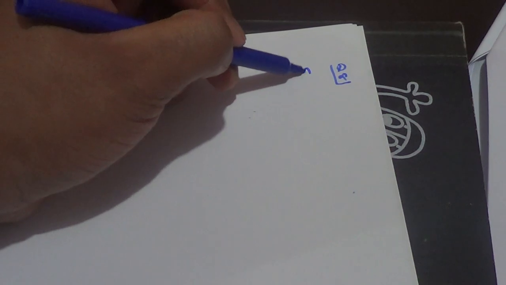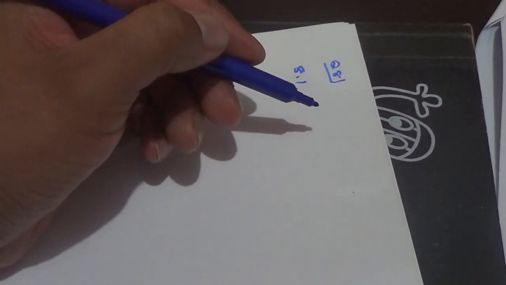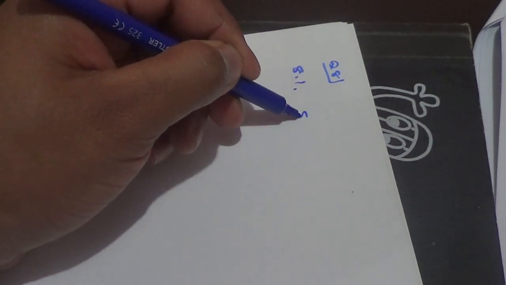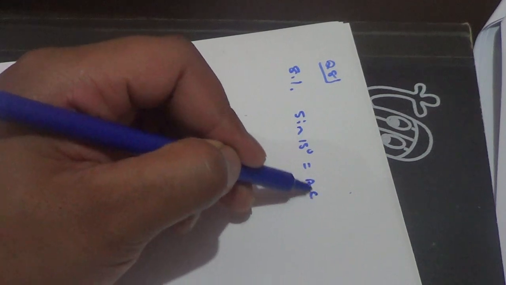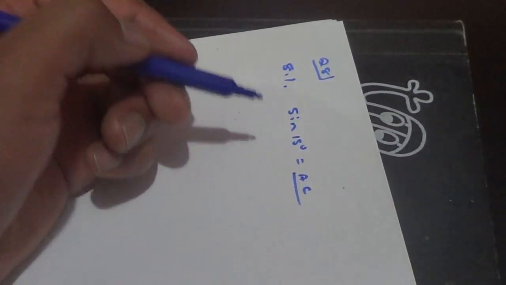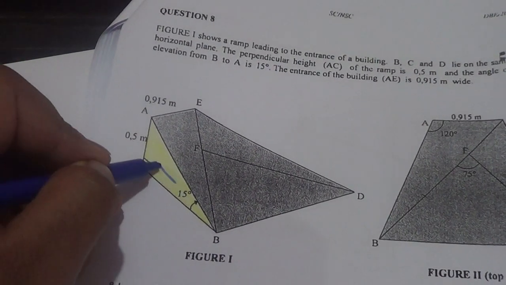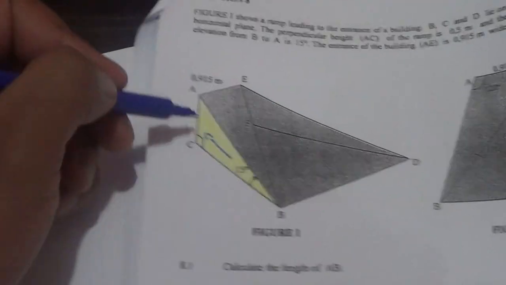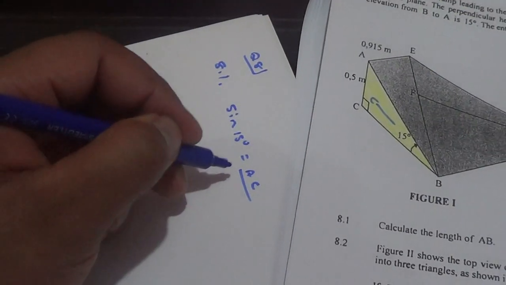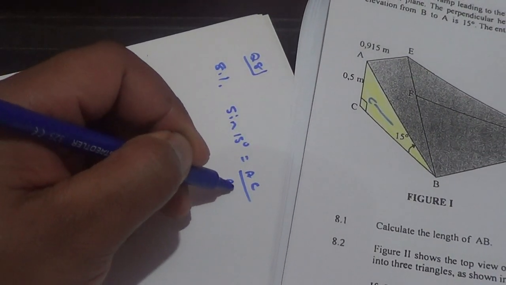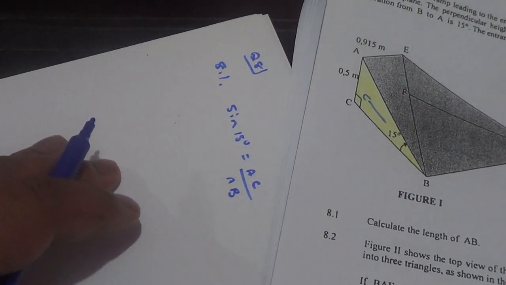Question 8.1. We're not going to beat about the bush. That is sine, right? So sine 15 degrees equals AC, which is the opposite side. Opposite is always facing the angle. Opposite over hypotenuse, which is always opposite the right angle, so it's going to be over AB, right?